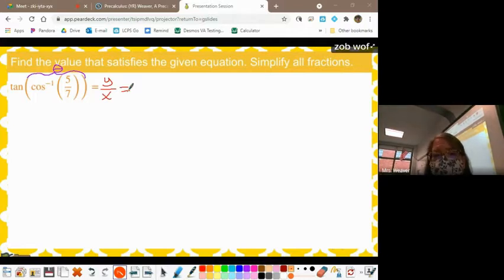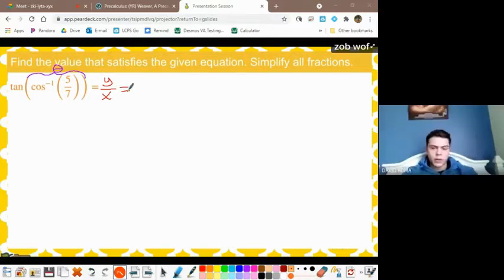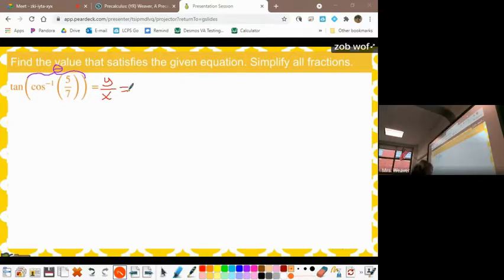That cosine is positive, so what quadrant should we draw our triangle in? If 5 over 7 is not a cosine value I have memorized from the unit circle, okay, it's not anywhere on the unit circle, so we're going to have to draw a triangle. So what quadrant should that triangle be in if cosine inverse is positive? Where will that take us? Quadrant 1. Yeah, quadrant 1, where everything's positive.